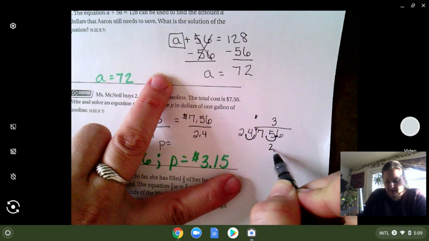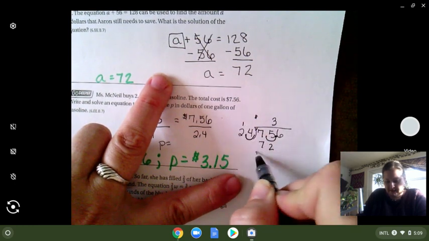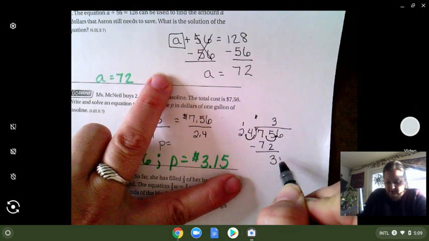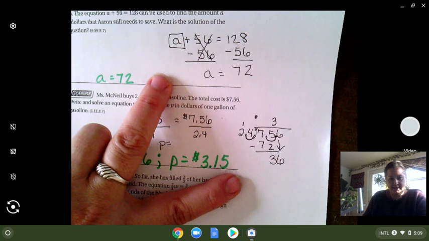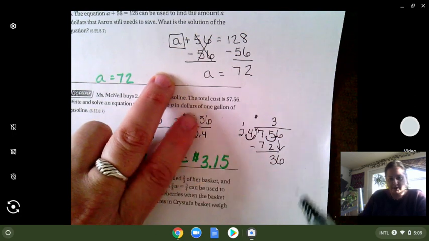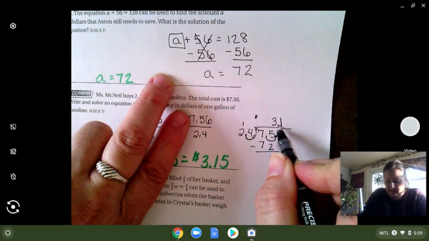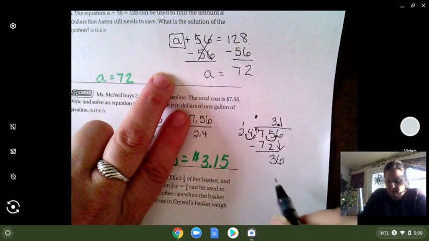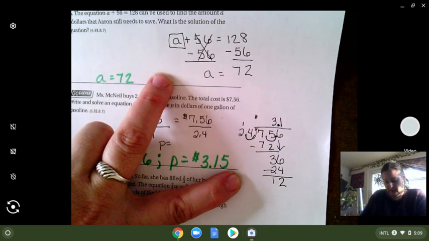3 times 4 is 12. Carry my 1. 3 times 2 is 6, plus 1 is 7. So when I subtract, I get 36. Bring down the 6, 3, and then I bring down the 6. And 24 will go into 36 one time, right? So I'm going to shoot my decimal straight up. 1 times 24. It's going to leave me with 12.